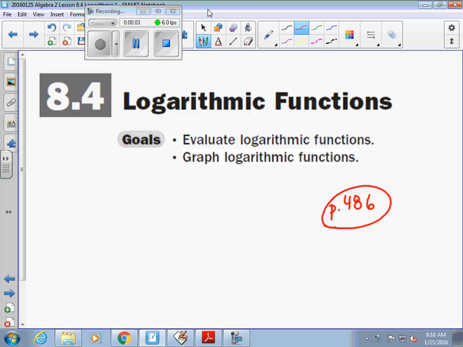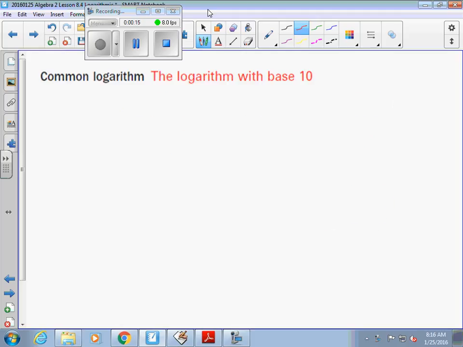This is Algebra 2, Lesson 8.4, introducing logarithmic functions. We're going to evaluate logarithmic functions, and then we're going to graph them. In fact, we probably won't graph very many of them. Beginning on page 486 in the textbook.